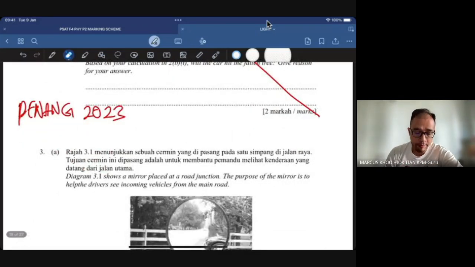Okay. All right. Penang 2023. This is question number 3. Once again, everybody, question number 1 to number 4 are knowledge questions. So be ready for either drawing or calculation or simple explanations.